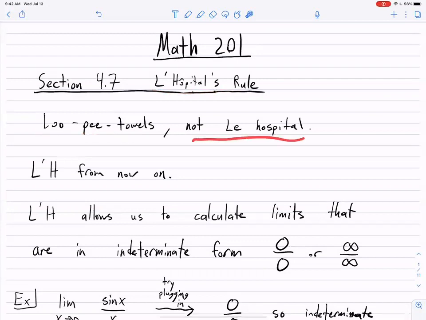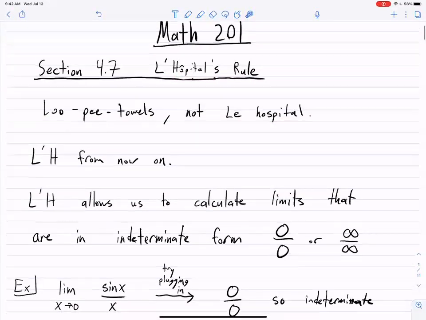L'Hopital, not La Hospital, which a lot of times when people see that, they think La, and then that S kind of dyslexically gets placed right there, and we call it La Hospital. That's kind of a fun way to remember it, but it's L'Hopital. That's how you pronounce it. From now on, I'm just going to do L apostrophe capital H. So that means L'Hopital, and it's going to be a rule we use in evaluating limits.